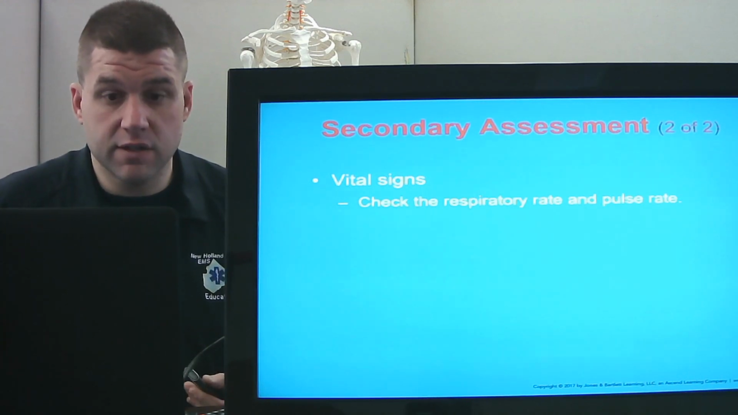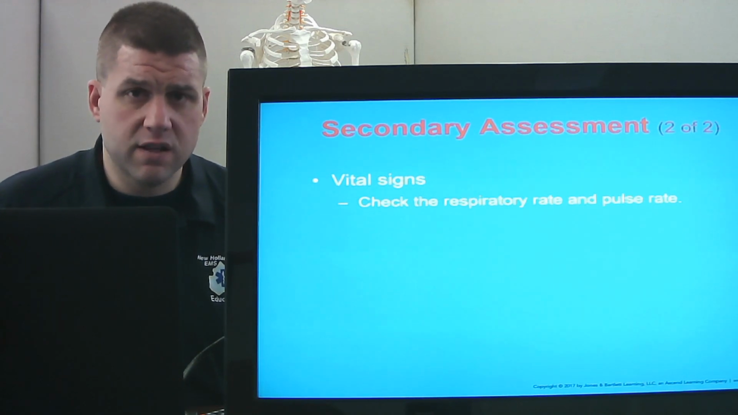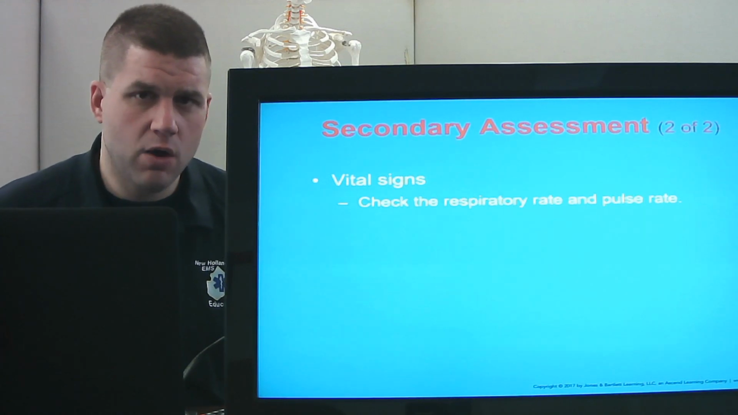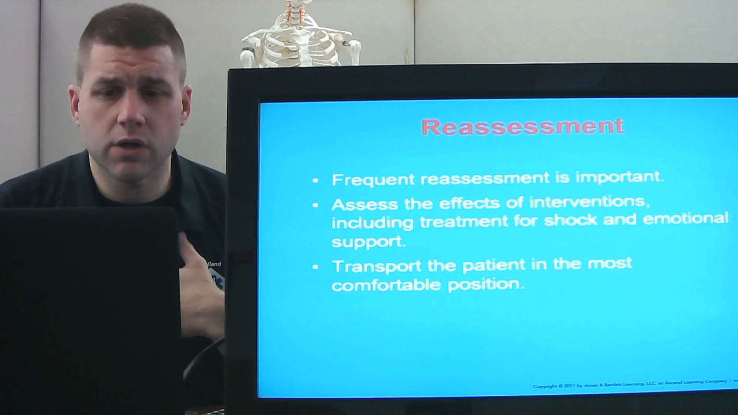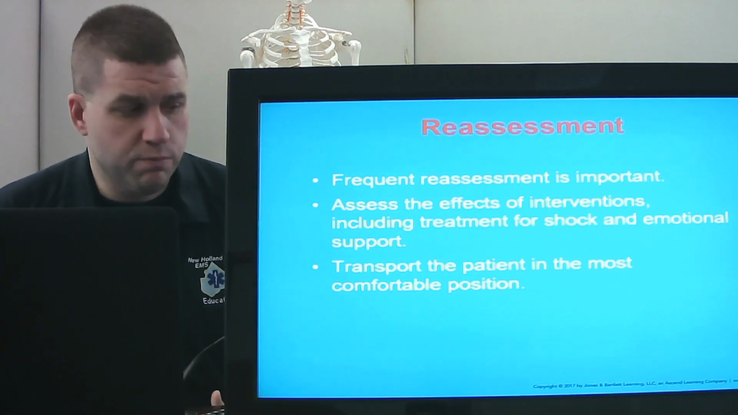in a bleeding situation. Low blood pressure, altered mental status, high heart rate, rapid respiratory rate, pale, sweaty skin, things like that. All part of our assessment. We need to look at that for all of these patients. And frequent reassessment is important.